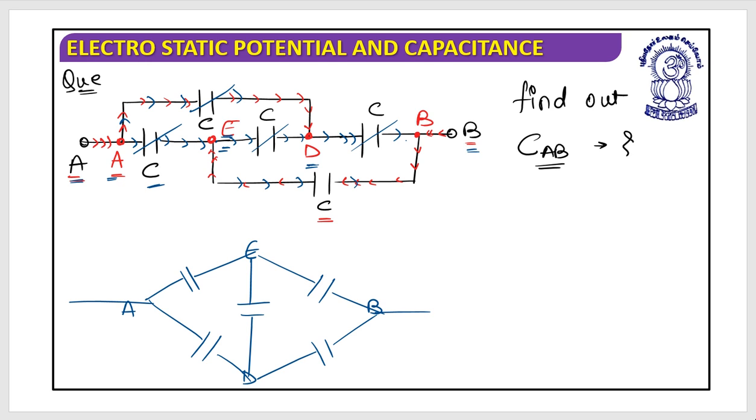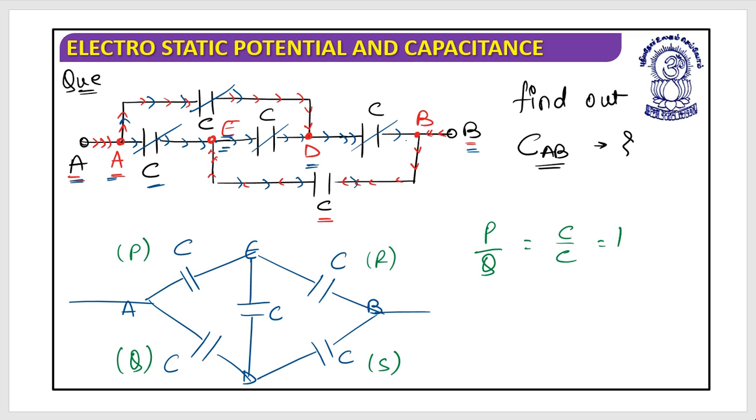So this is C, this is C, this is C, this is C, and this is C. Now, can you observe something very interesting? You can label this as P, Q, R, S. Find out the value of P by Q. It's C is to C, it's 1. Find out the ratio of R is to S. Again C is to C, it's 1. So the ratio is the same.